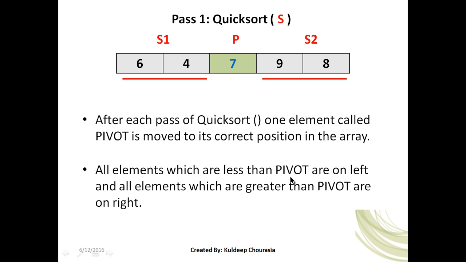So after each pass of quicksort, one element called pivot is moved to its correct position in the array. We selected one element, pivot, and put it in its correct position in the array. So now this pivot will not move from its place. Its position is now fixed. Now what we have to do is sort this section and then sort this section. And if we sort this section and then sort this section, then our complete array is sorted.